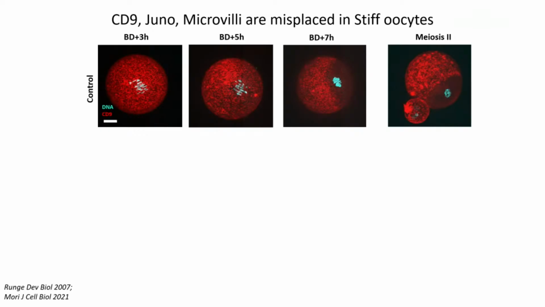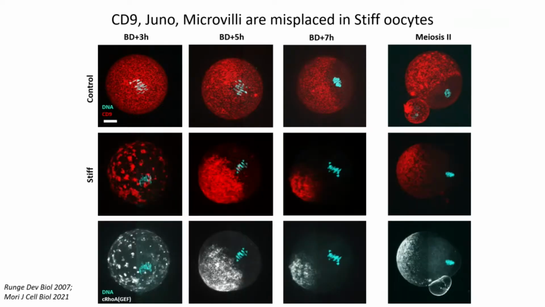And it's the same in meiosis 2. The microvilli, CD9, and Juno will be opposite to where the DNA is. And it's important because fertilization will trigger the second meiotic division, so you don't want your parental genomes to fuse too early. So in a way, making sure that you will be fertilized away from this DNA safeguards against this precocious mixing of the genomes.